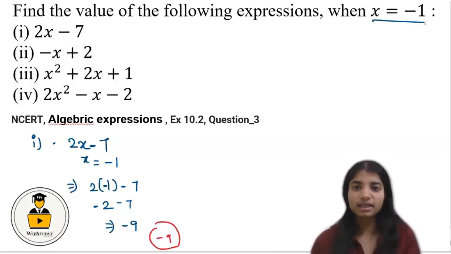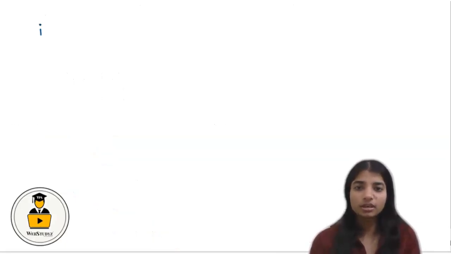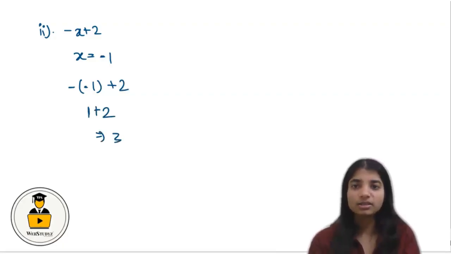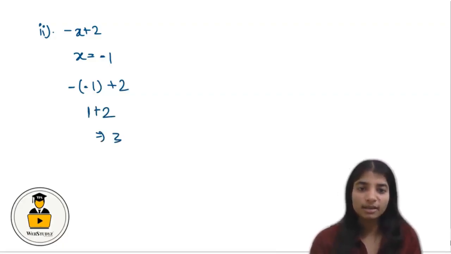Now part 2 is minus x plus 2. We have to find out the value of this expression, that is minus x plus 2. Here we have the value of x, that is equal to -1. Plugging the value here, that is equal to minus of -1 plus 2. Minus of -1 is +1, and +1 plus 2 is equal to 3. So we can say that the answer to part 2 is 3.